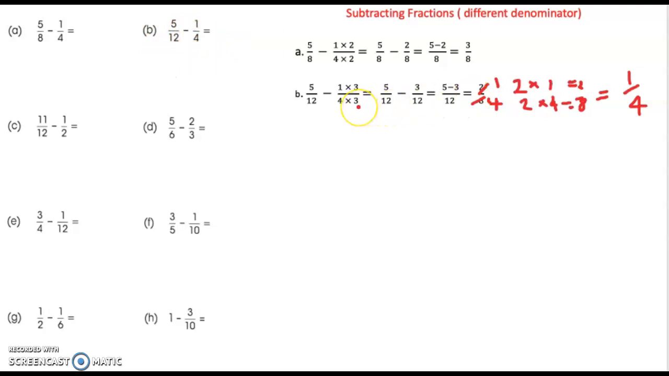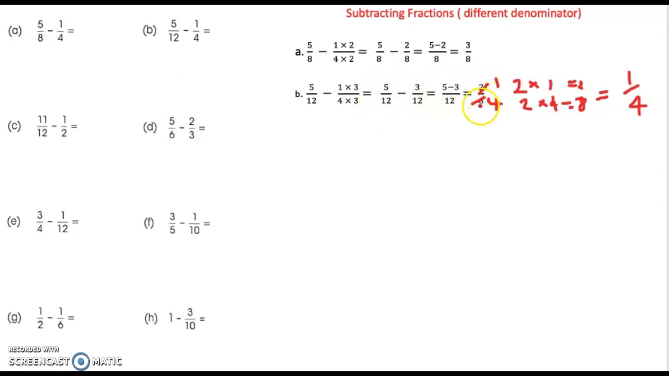So I multiply the denominator by 3, and I have to multiply the numerator as well, because it's a fraction. I cannot multiply one part of it and leave the other part. I have to make it equivalent. I have to produce the equivalent fraction. Now I brought that 5 over 12, and then I brought the newly made equivalent fraction. And then since the denominator is the same, I subtract.